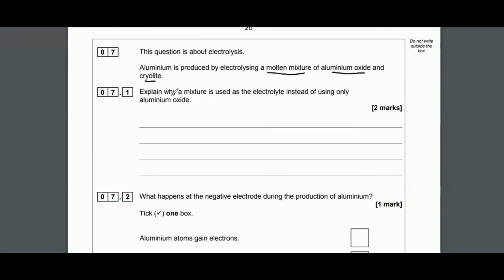Well, we use a mixture, we add cryolite, and cryolite lowers the melting point of aluminium oxide, making it require less energy to melt, which is going to cost you less money. It's going to be more environmentally friendly. But the main thing here to get your marks is that adding cryolite lowers the melting point of the aluminium oxide, and therefore it requires less energy to melt the aluminium oxide.